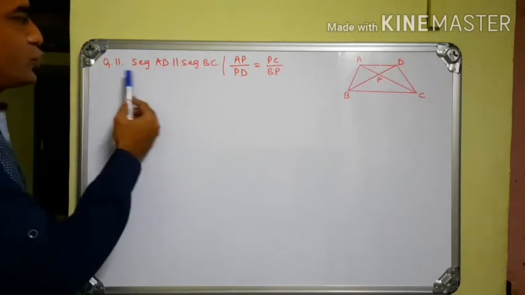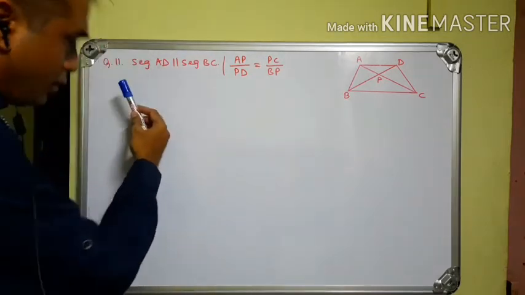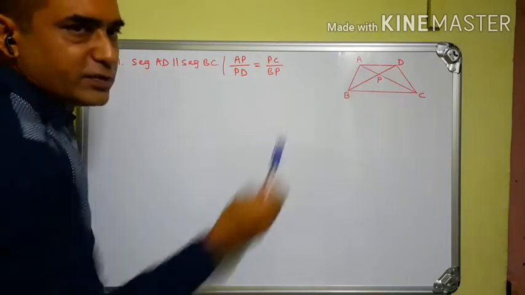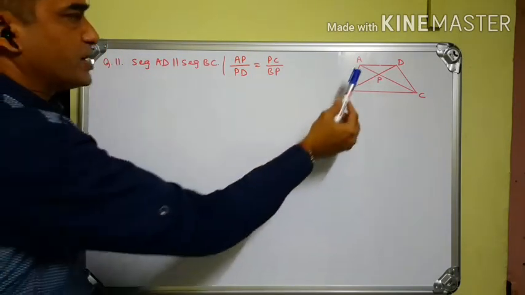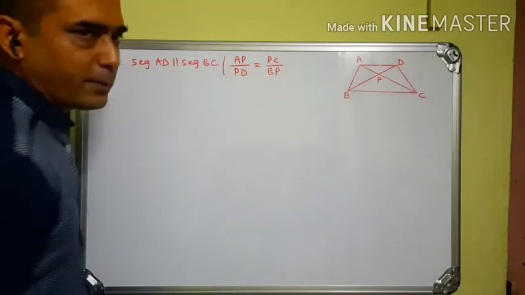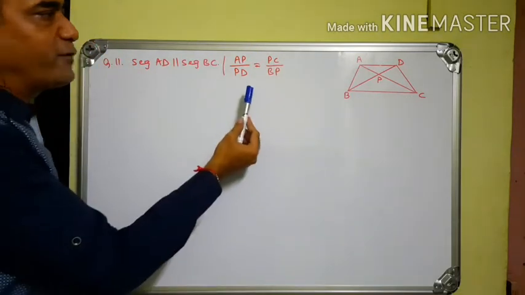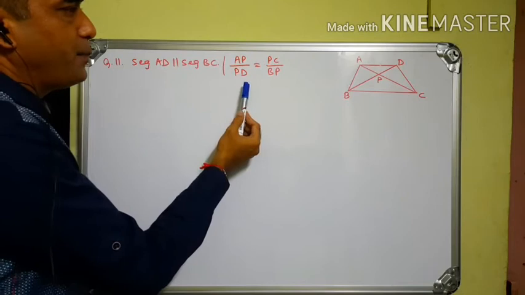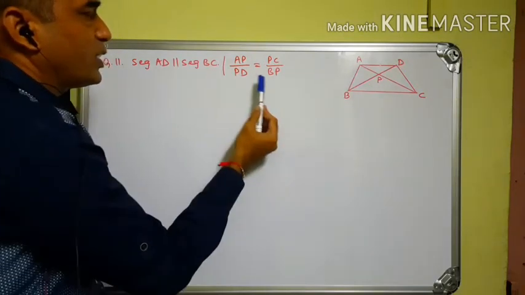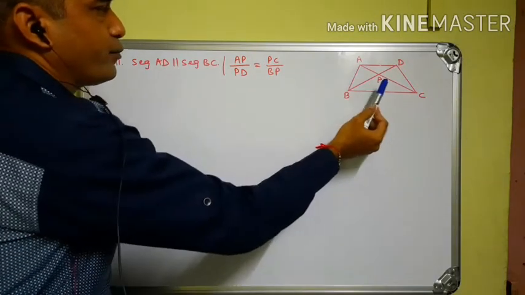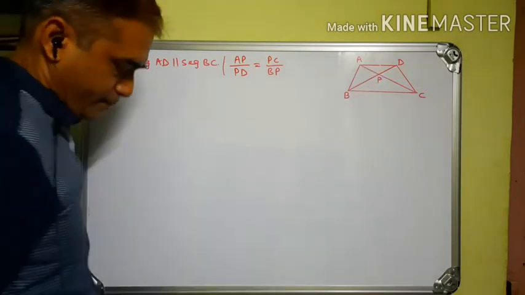Now we have to solve question number 11. In question number 11, this figure is given where segment AD is parallel to segment BC, and we have to prove that AP upon PD equals PC upon BP.